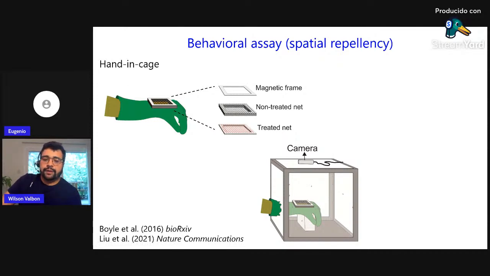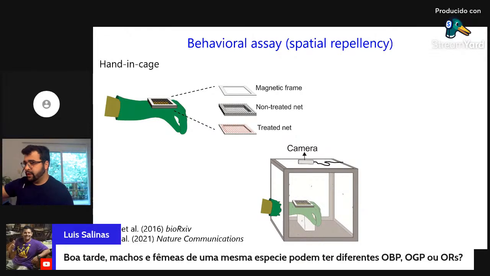Wilson, let me interrupt you again. Luis Salinas is asking, good afternoon, can males and females of a single species have different OBPs, ORs, or GRs?